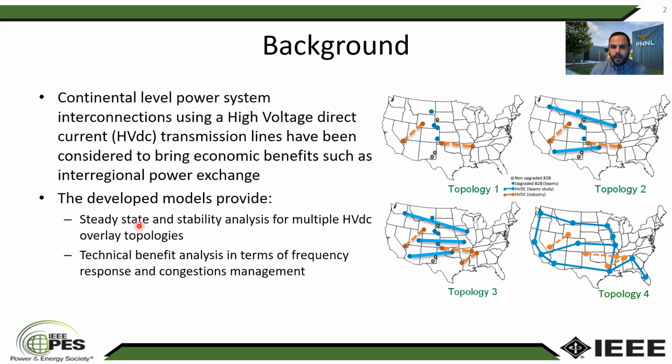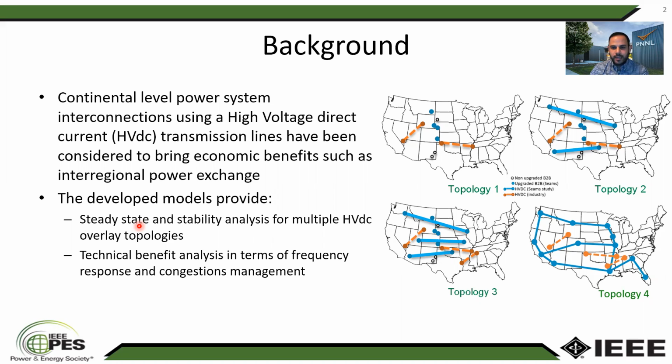So first I want to give a background about HVDCs. HVDCs are used for bulk power exchange, and multiple studies and multiple designs were considered to bring the economic benefits. In this case, for example, we're talking about the US connecting the eastern and western interconnections, and we see here on the right different topologies have been considered, and the economic analysis and the power exchange have all been analyzed.